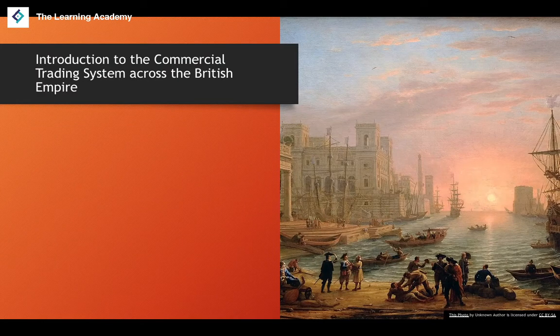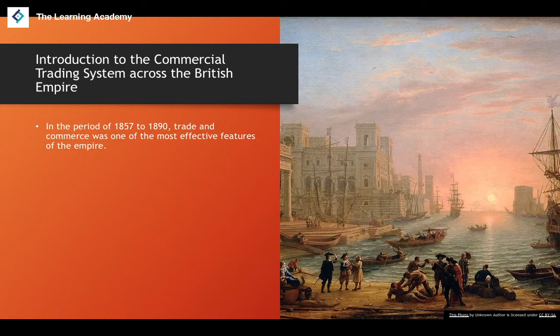So as an introduction, in the period between 1857 and 1890, the period we're looking at in this first chapter, trade and commerce was one of the most effective features of the empire. Don't forget, having an empire, being able to colonize and develop colonies and colonial interests in other parts of the world, one of the main purposes for this was to economically exploit the region when it comes to the exploitation of raw minerals and agricultural goods. So there was obviously a massive economic incentive for trade and commerce during the period in the British Empire.